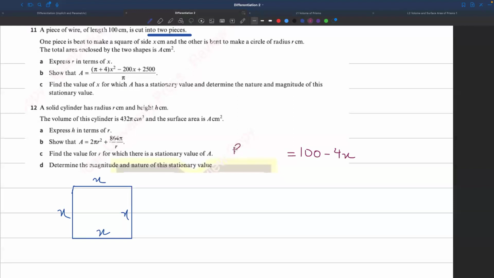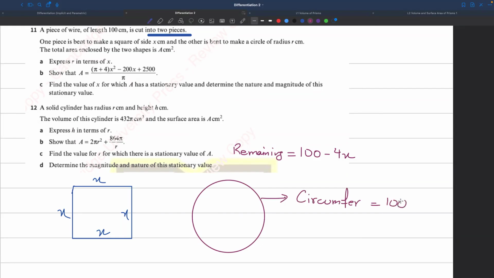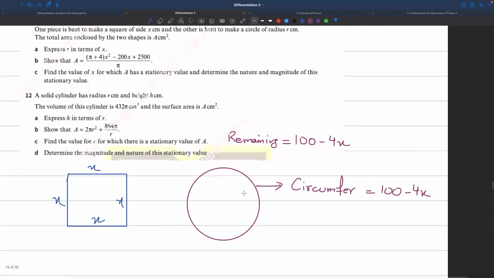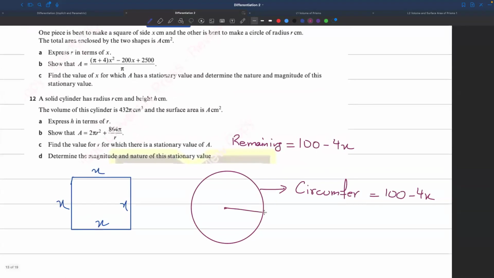The total length was 100. Out of that, I made a square of side x, so the remaining is 100 minus 4x. The other piece is bent to make a circle. So the circumference of this circle, the total length of this circle, will be 100 minus 4x. If this is the circumference, can I find the radius in terms of x?